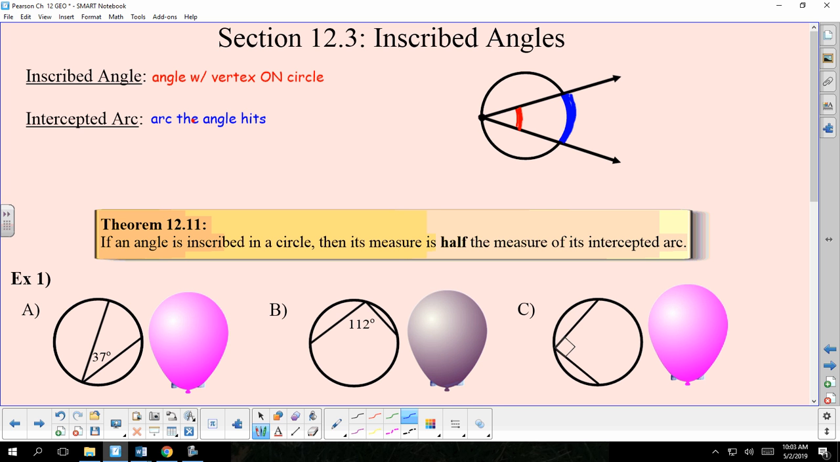So let's say that this example up here, let's say this was 80 degrees. What would this have to be? 40 degrees. Easy enough. Well, let's say instead that this was 30 degrees. What would this be? 60 degrees. So we can go back and forth. Try example 1. Do A, B, and C, and then we'll go over that.